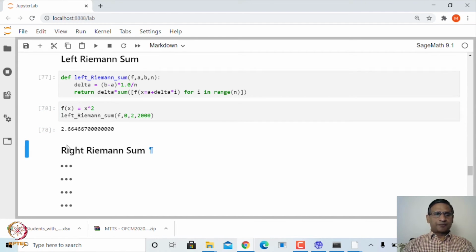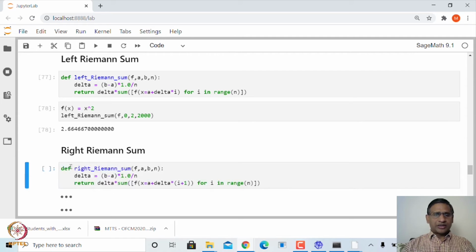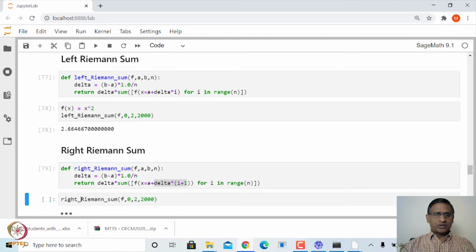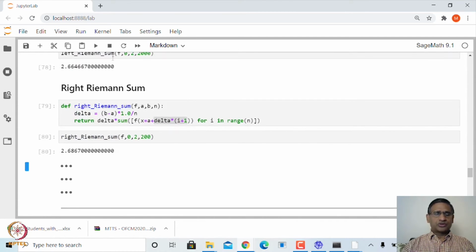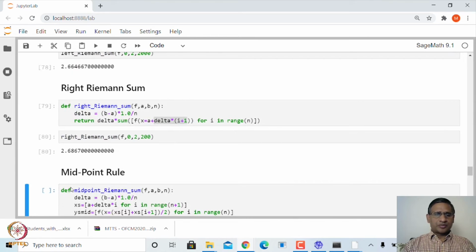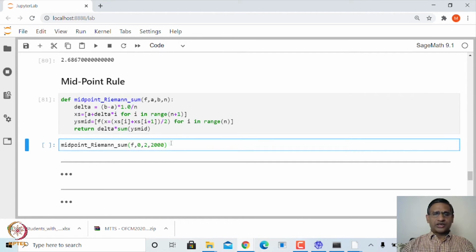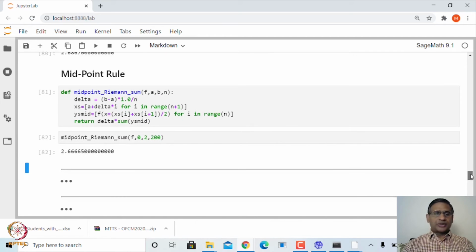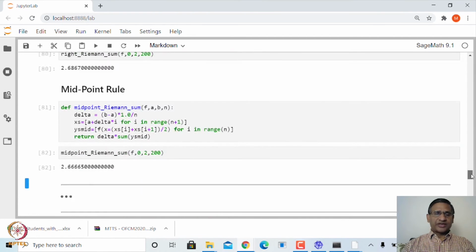Similarly, if you take the right Riemann sum, then you just need to define this as x plus delta times i plus 1, and again you can call this, let us say instead of 2000, let me just have 200 points. Yeah, so this is also very close to this. Similarly, the midpoint rule, and you can call this function again with only 200 points. So this midpoint rule will be much closer to the actual value, right. So this is how you can approximate the integral from a to b of f of x dx.